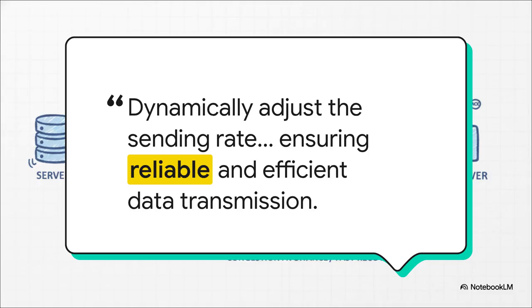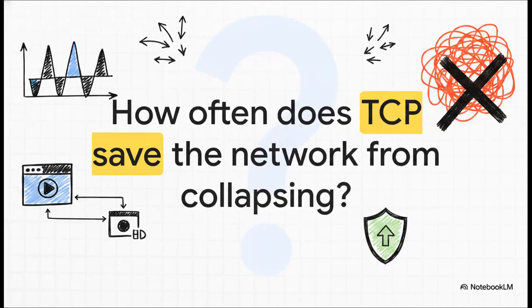Which brings us to this perfect summary of everything we've just covered. These mechanisms work together to dynamically adjust the sending rate, ensuring reliable and efficient data transmission. It's this continuous dynamic balancing act, sprinting in slow start, pacing itself in congestion avoidance, and rapidly resetting when danger is detected, that allows TCP to navigate constantly shifting network conditions. It is not just a static set of rules. It's a living, breathing algorithm that guarantees our data gets exactly where it needs to go, as efficiently as physics allows.